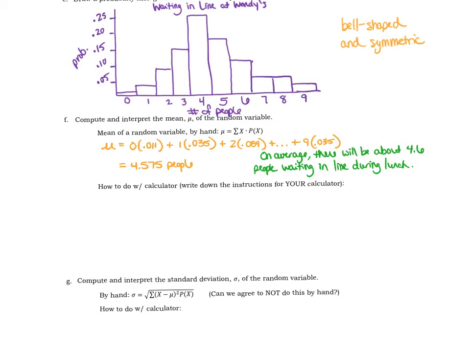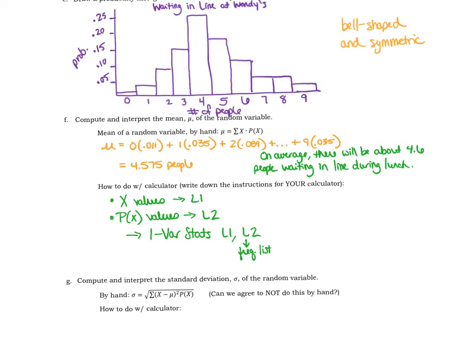Now, doing this with your calculator actually saves time. As you might imagine, you don't have to type in all of those numbers. So here are your instructions. The X values you put into list 1. The P of X values, the probabilities, you put into list 2. Then you do 1-variable statistics, which you should be familiar with, using L1 and L2. Those of you with the prompts, this L2 is what you put in the frequency list part. Those of you without the prompts, you just type in L1 comma L2 exactly as you did before. Then mu is x bar on your calculator, which we should not be surprised by. It's the same as before.